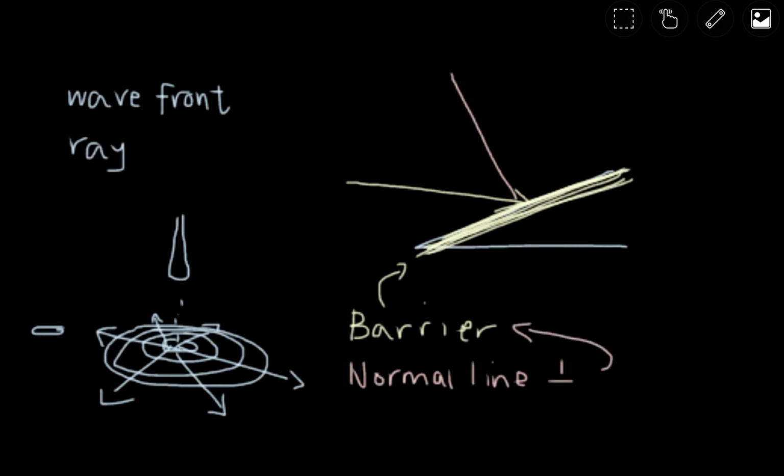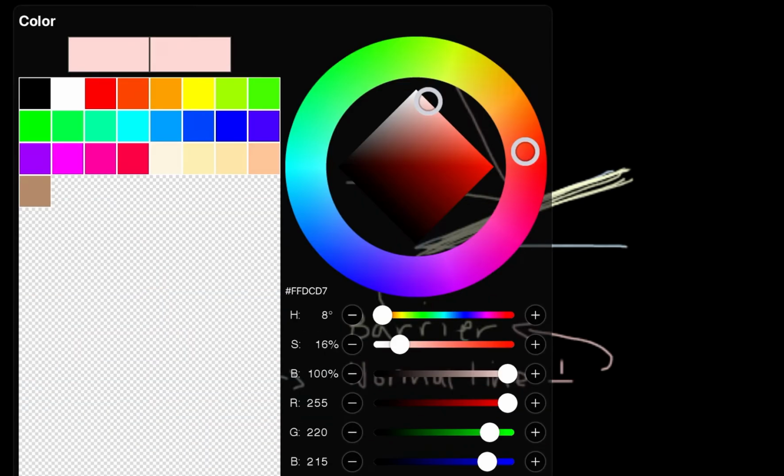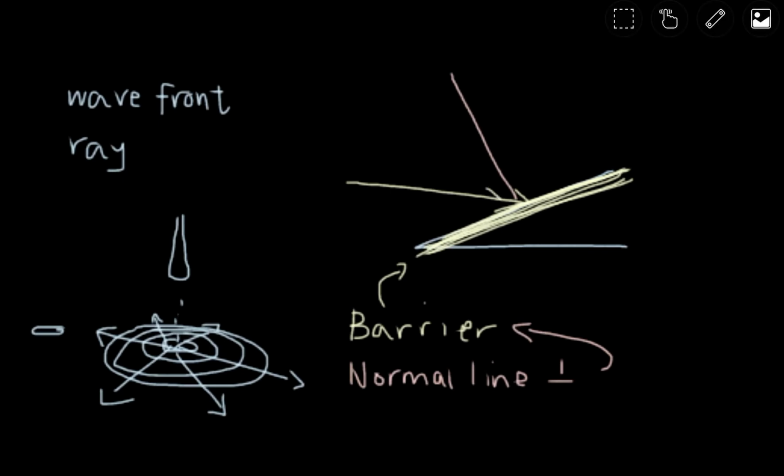Okay, so this is an imaginary line, the normal line. The point of a normal line is to figure out the angle of incidence and the angle of reflection. Now we've got our ray there. We have our ray.